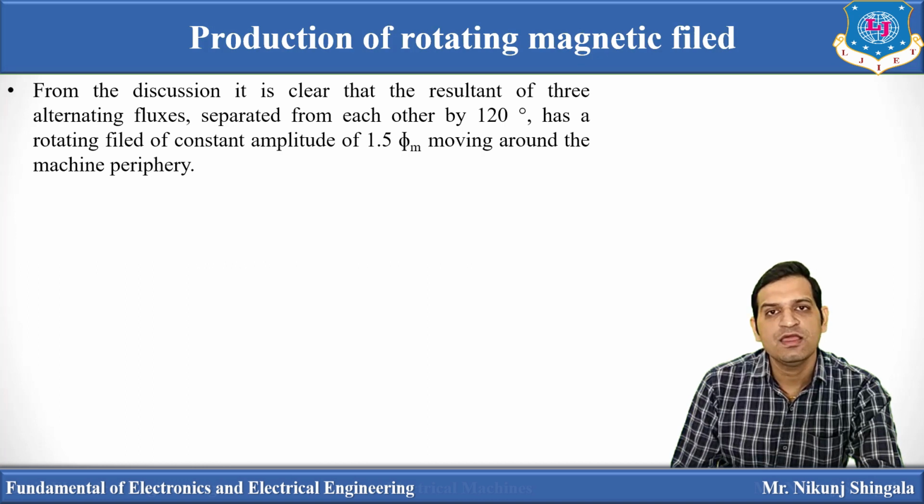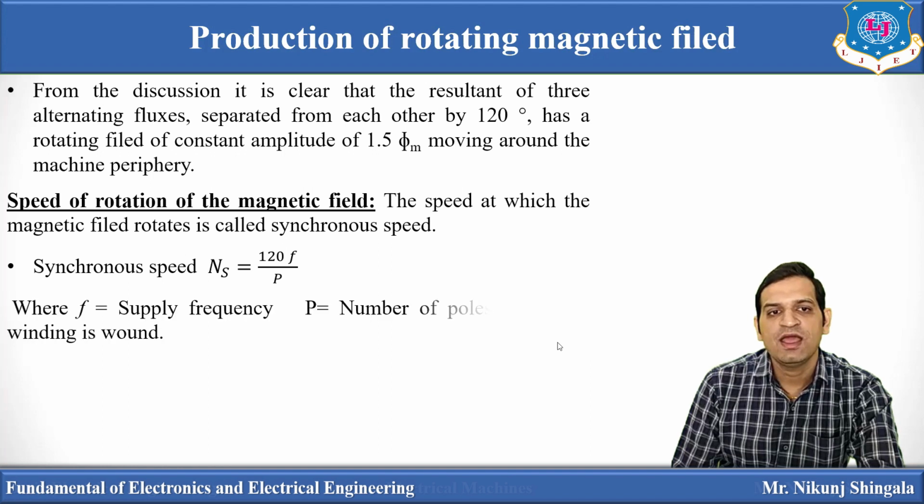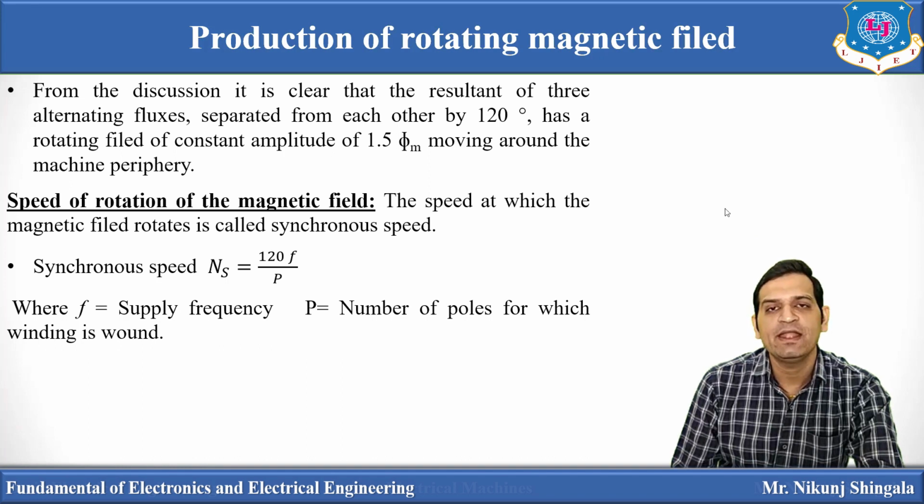And that's why when stator winding is given three-phase supply, rotating magnetic field is produced, which is having same magnitude at every instant. The speed at which magnetic field rotates is called synchronous speed, which is denoted by n suffix s, and that is equal to 120 f divided by p, where f is the supply frequency and p is the number of poles for which winding is wound. So as the pole increases, synchronous speed decreases, pole decreases, synchronous speed increases. So this is how rotating magnetic field is produced when stator is given three-phase supply.